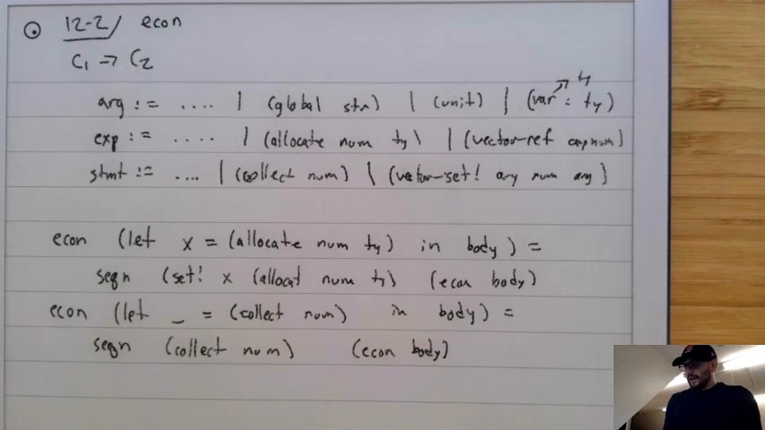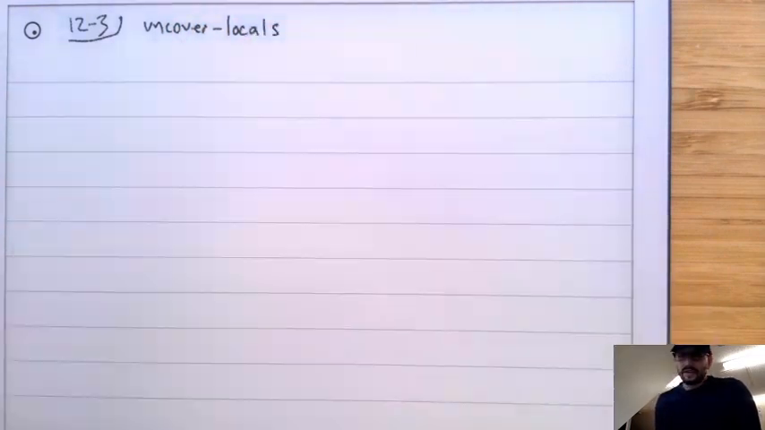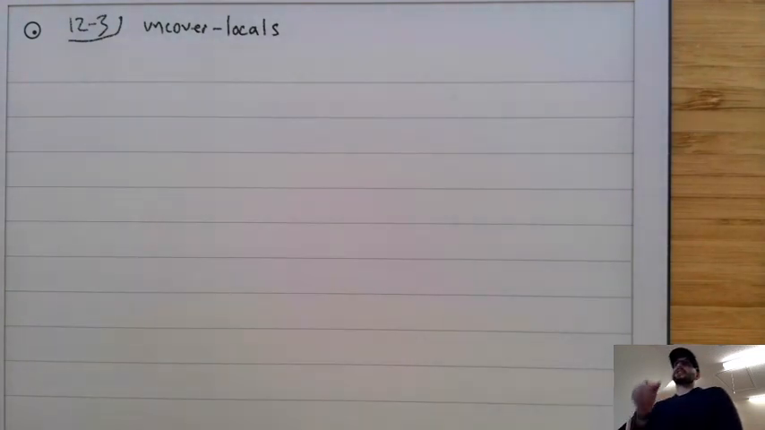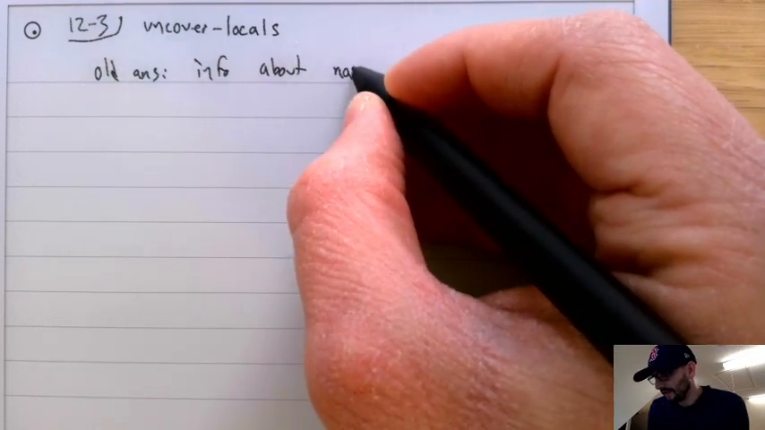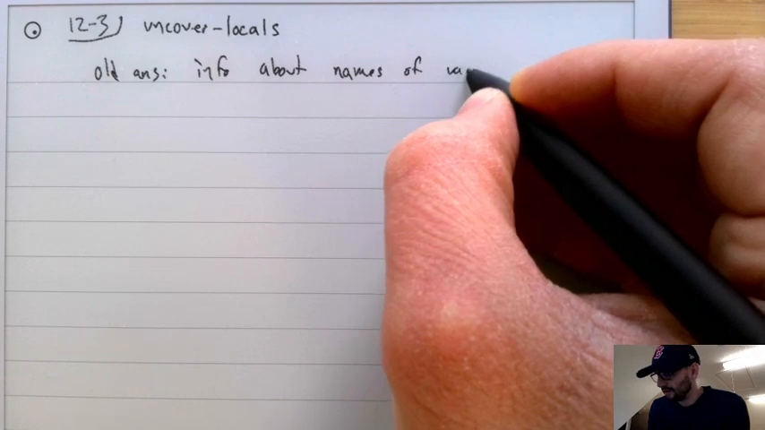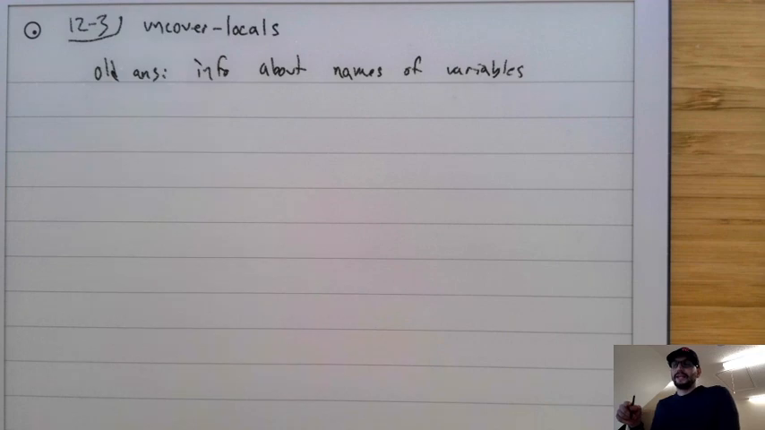So you've done econ. Now the next thing we need to do is uncover locals. Basically the way that uncover locals used to work is it would just go through the C program and look at all the set bangs, and it would say, okay, here are all the variables. So its old answer was information about the names of variables, and the reason we had that list of names is so we could use those to populate the interference graph.